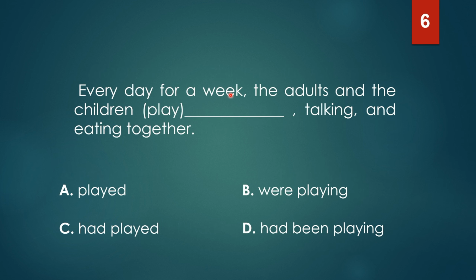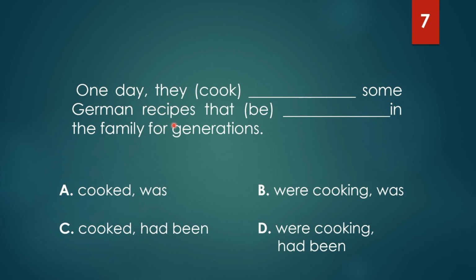Next one, every day for a week, the adults and children. Well, we have an ing form here, so I have to use a progressive form, maybe simple progressive or past perfect progressive. But since there is no indication of up to a point, I simply will use past progressive.